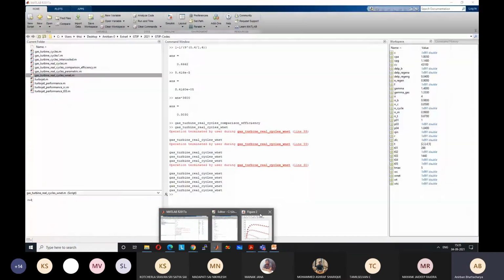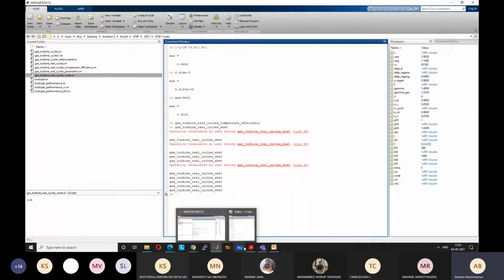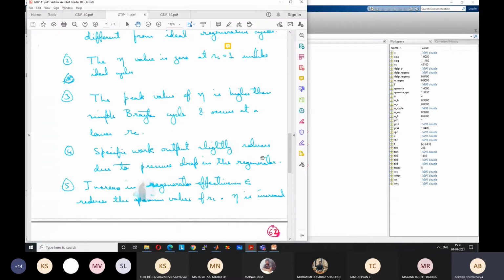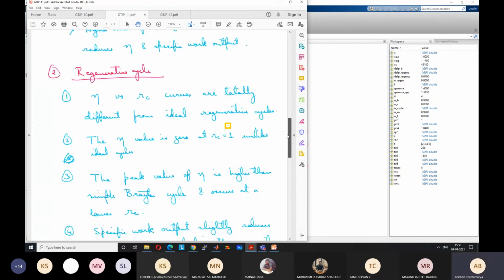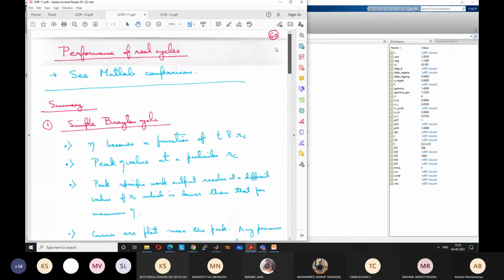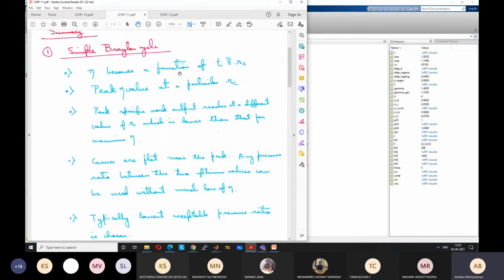Okay. So then let us summarize this entire part of real cycles. Then we will take a break. So for simple Brayton cycle, we have seen already the effects of efficiency. Efficiency is a function of T and RC. Peak value of efficiency occurs at a particular RC. Peak specific work output, we have now seen that it occurs at a different value of RC. And if you see, it will be lower than that for maximum eta. We could have seen that.